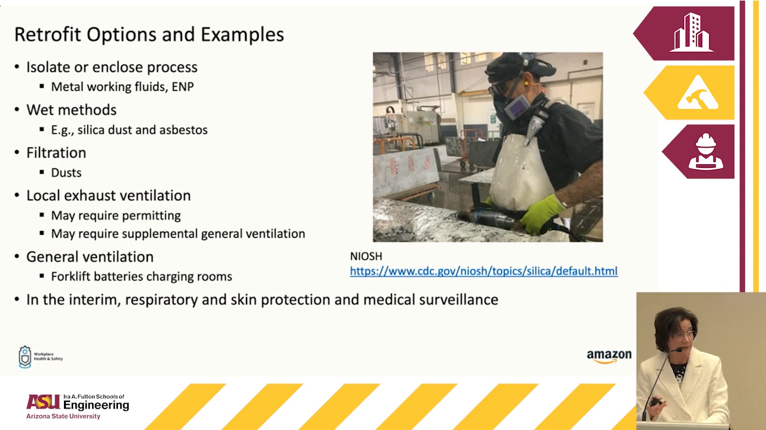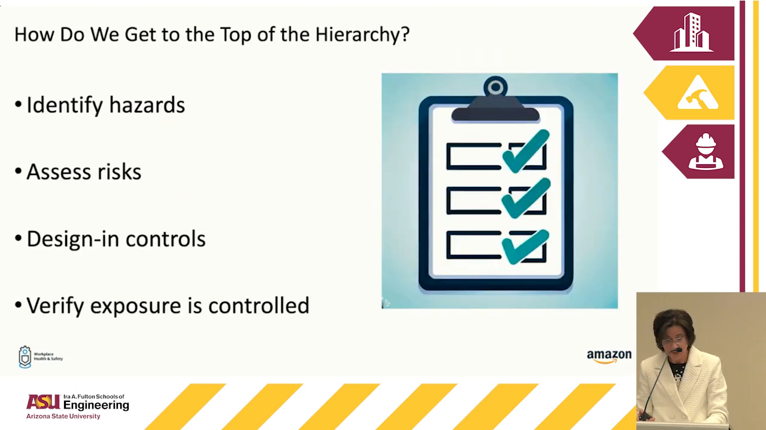And in the interim, again, industrial hygiene professionals, until we can have the right kind of controls implemented and tested, have to use personal protective equipment. So how do we get to the top of the hierarchy? During design and specification of new equipment and processes, we have to identify the hazards, we have to assess the risks, we have to design in the controls, and verify the exposures are controlled during full operation.